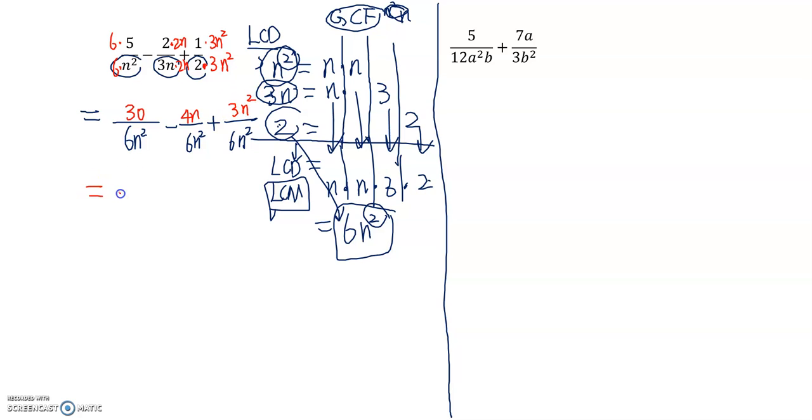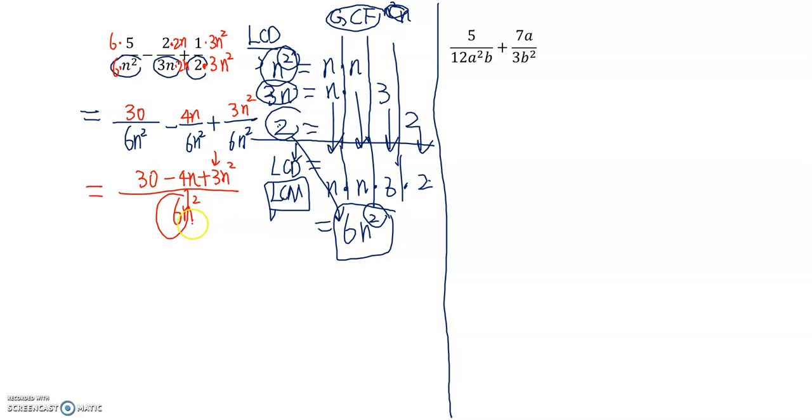And now we can keep the least common denominator 6n squared and add or subtract the numerators. We have 30 minus 4n plus 3n squared. And notice this is already the simplest form because there's not any number in common. If you look at the 6, the only numbers that can go into 6 would be 2 and 3. But 2 does not go into 3. And also 3 can go into 3 and 30, but 3 doesn't go into 4. So there's not a GCF.